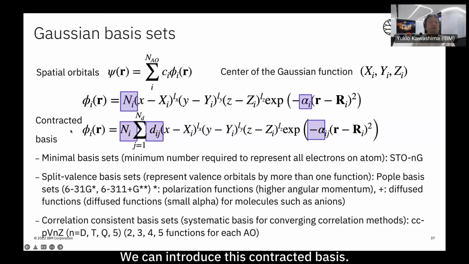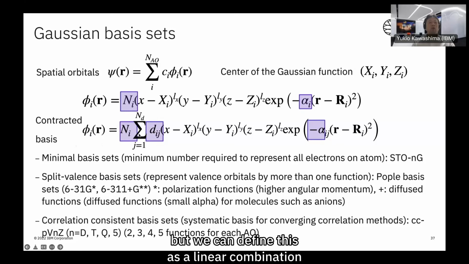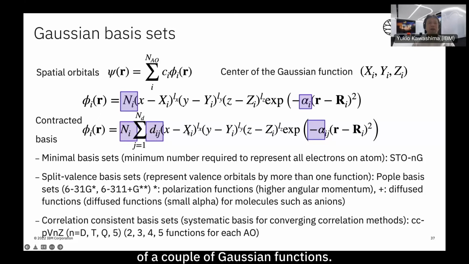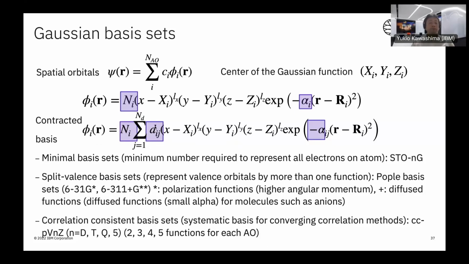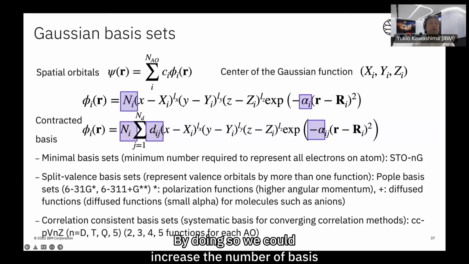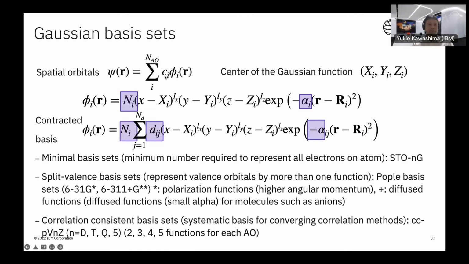We can introduce this contracted basis. So we only have one phi. The number of phi won't change, but we can define this as a linear combination of a couple of Gaussian functions. In this case, also, dij is a predetermined parameter based on atoms. By doing so, we can increase the number of bases while not increasing the number of the coefficients to optimize.